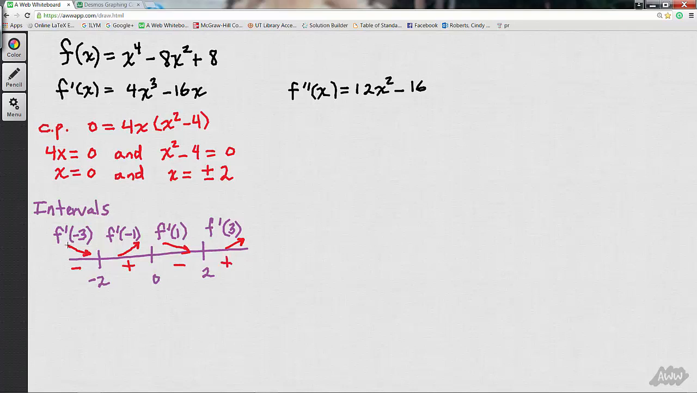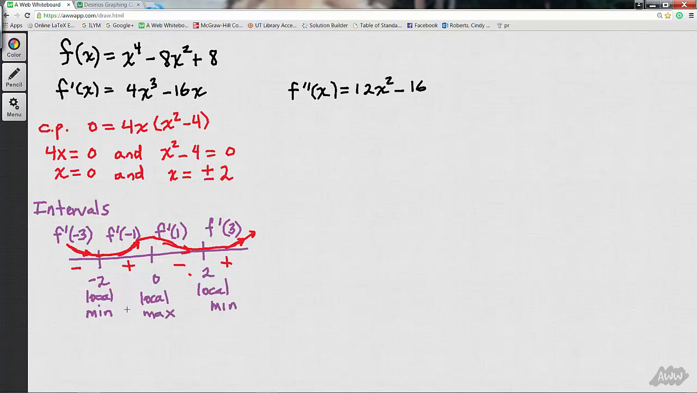So I can certainly see the intervals: it's decreasing until it hits that critical point. Then it's increasing, it hits the critical point. It's decreasing, hits the critical point, and then increasing. So it's pretty easy to see where my local min and maxes will be. So I'm going to have a local min at -2 and +2. And I will have a local max at 0.